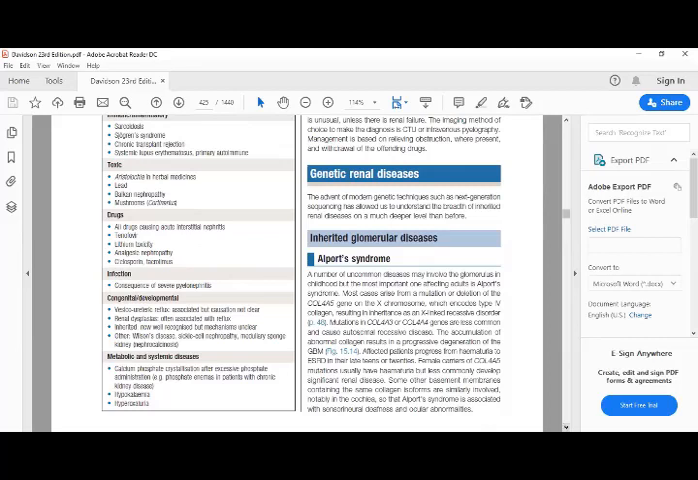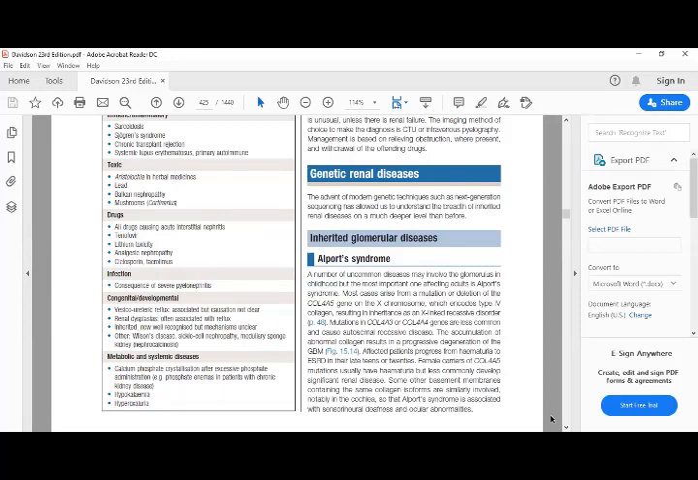Most cases arise from mutation or deletion of the COL4A5 gene on the X chromosome, which encodes type 4 collagen, resulting in inheritance of an X-linked recessive disorder. Mutation of the COL4A3 and COL4A4 genes is less common and causes autosomal recessive disease. The accumulation of abnormal collagen results in a progressive degeneration of the glomerular basement membrane.